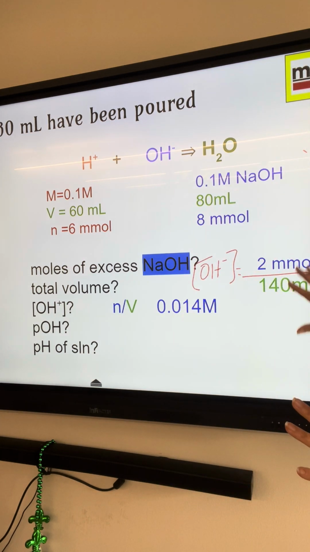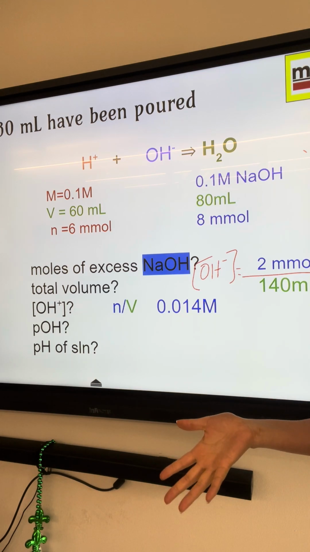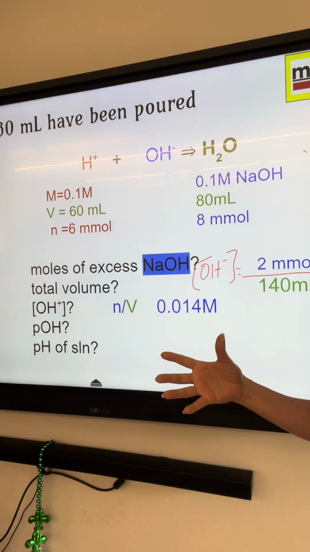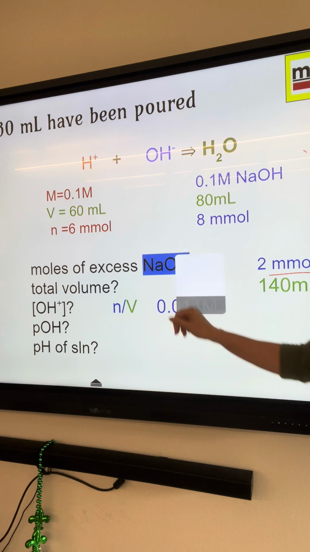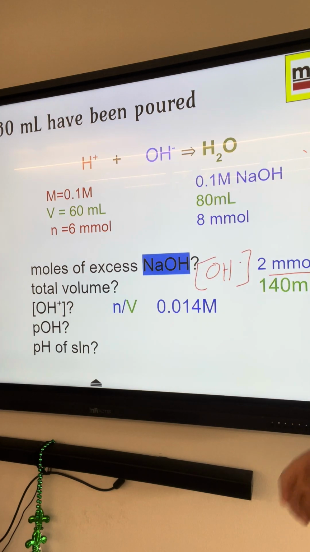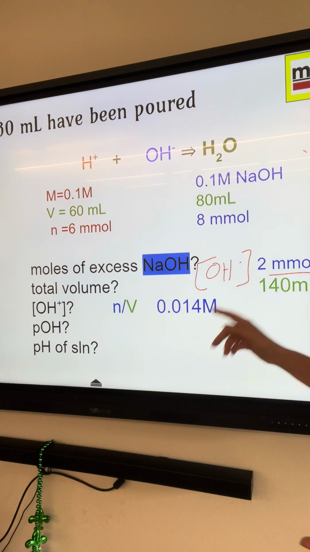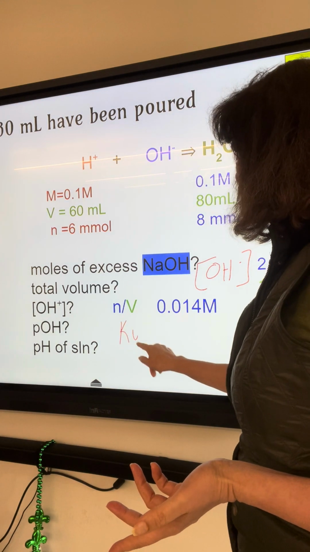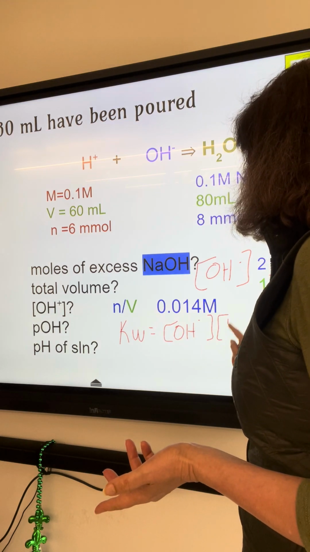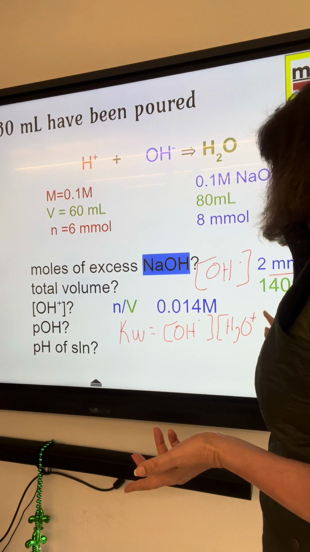That's your base. You have a choice here. pH problems are really flexible. You can, which is what most people in this class like to do, get the POH and then subtract it from 14. You know what I'm talking about? But you could also say, hey, this is the OH concentration. I just want to get the pH directly. So I'm going to say Kw is equal to the OH minus times the H3O plus, or the H plus, right?